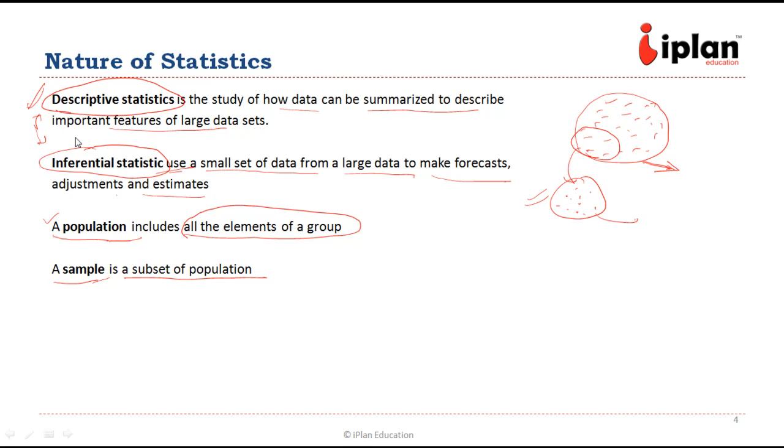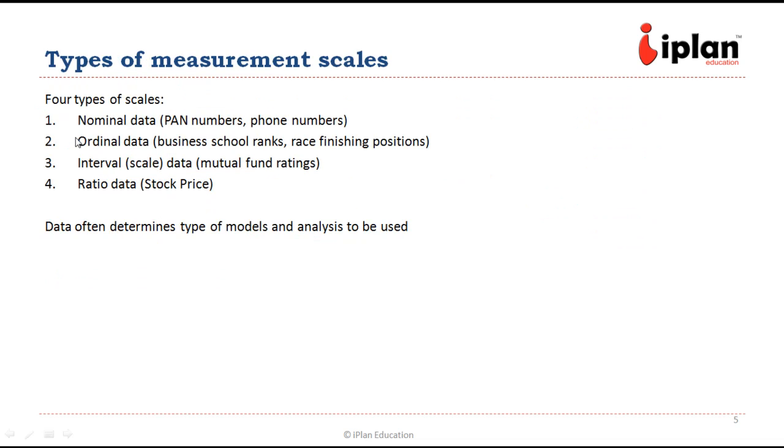Now let us move to the next slide. Here we discuss four major types of scales for measurement. First of all, we have nominal data. So in this kind of data, we can have numbers or alphabets or some kind of codes which need not have any value in terms of comparison. For example, if we have two PAN numbers, we do not compare them in terms of which is more or less. Each of them are nominal. They are just as names.